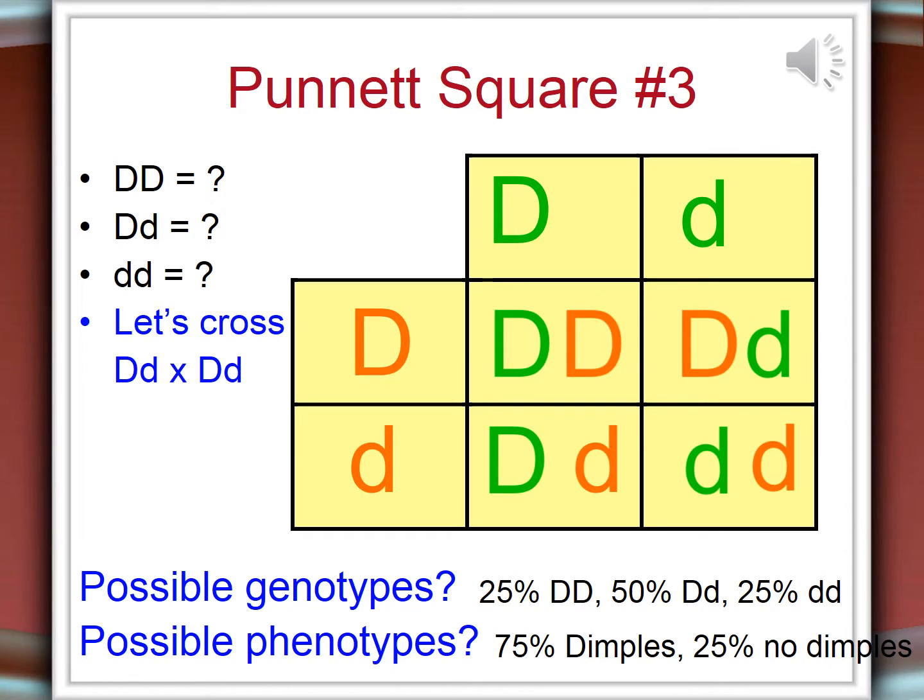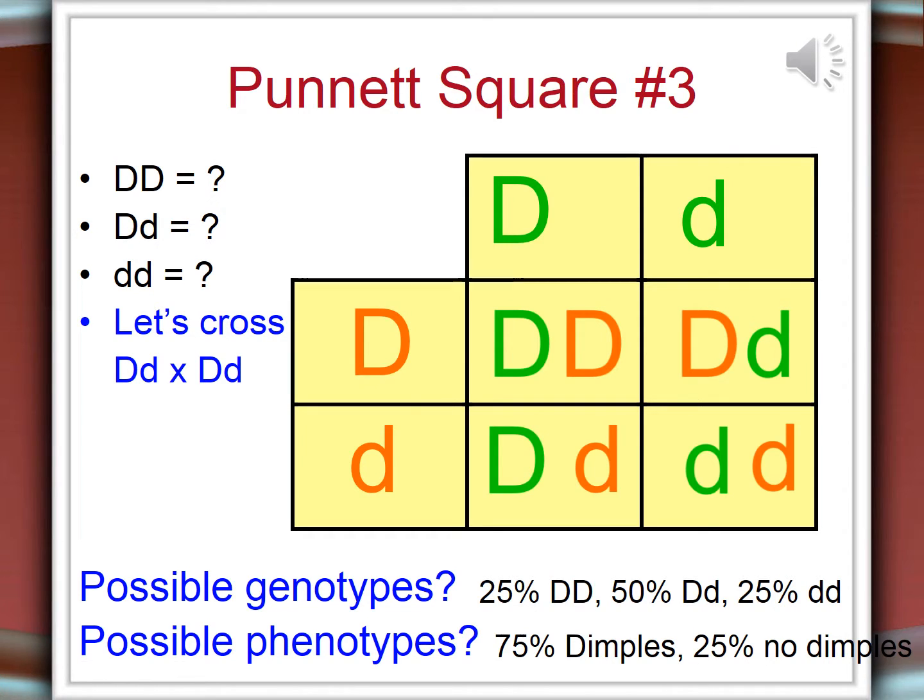up with a genotype percentage of 25% homozygous dominant, 50% heterozygous, and 25% chances of having a homozygous recessive. The phenotype possibilities are 75% with dimples and 25% with no dimples. So this tells you that if you get two individuals with dimples, but they're heterozygotes each, they have a 75% chance of creating offspring with dimples and a 25% chance of creating offspring with no dimples.